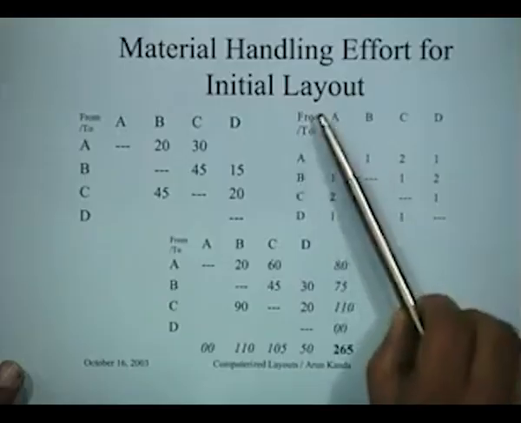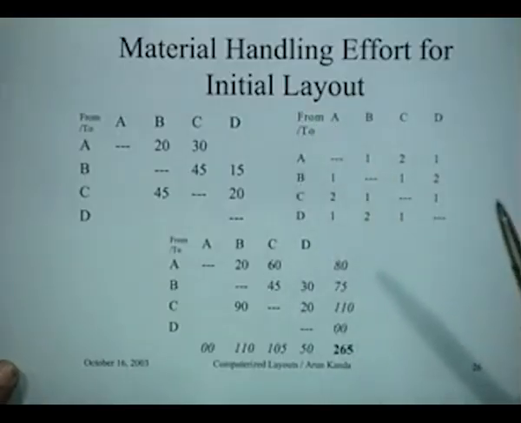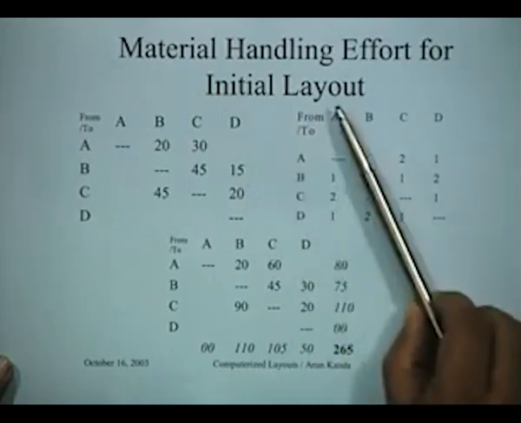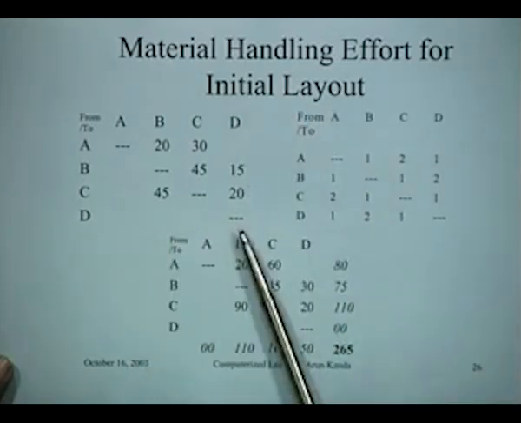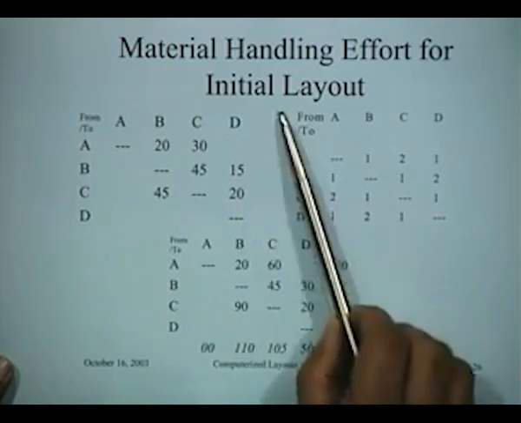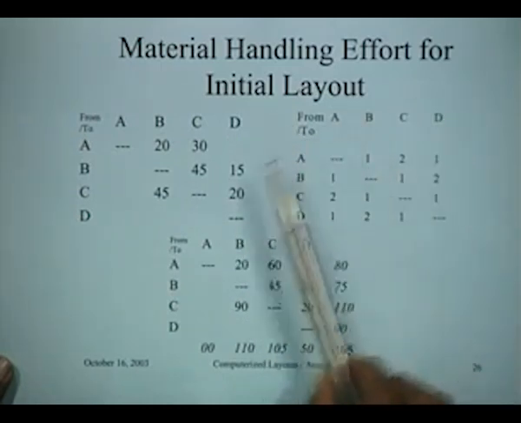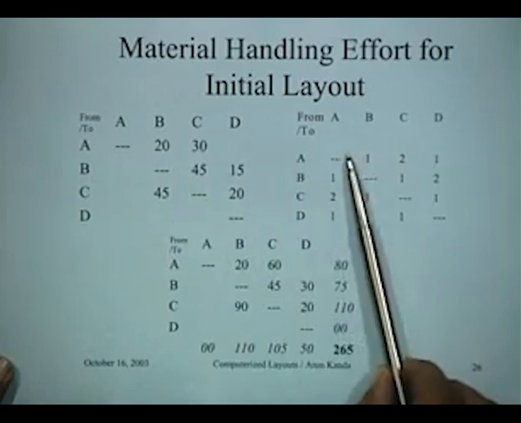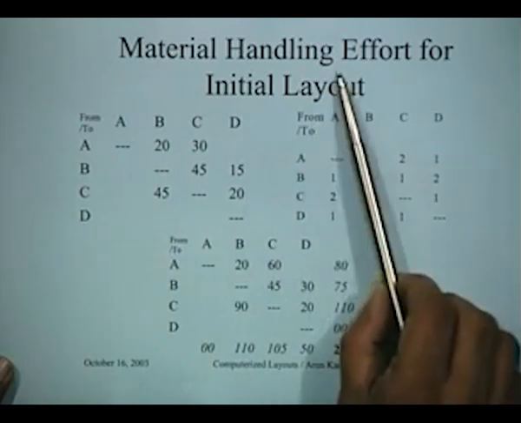Now we utilize this information pertaining to the distance matrix and we compute what is called the material handling effort for the initial layout. So the initial layout, this is the flow matrix, this matrix that you're seeing, which we have computed. This is the distance matrix for this. So we multiply the flow matrix with the distance matrix, we get the material handling effort.